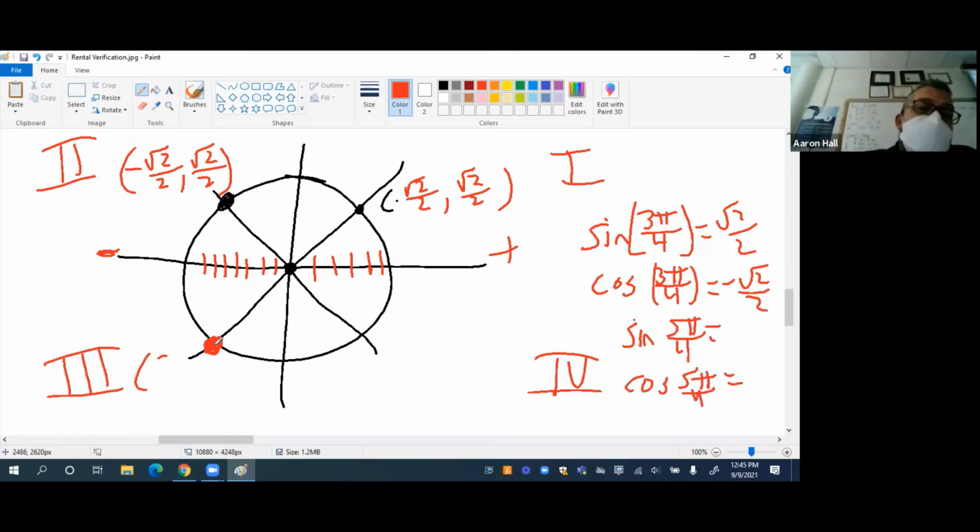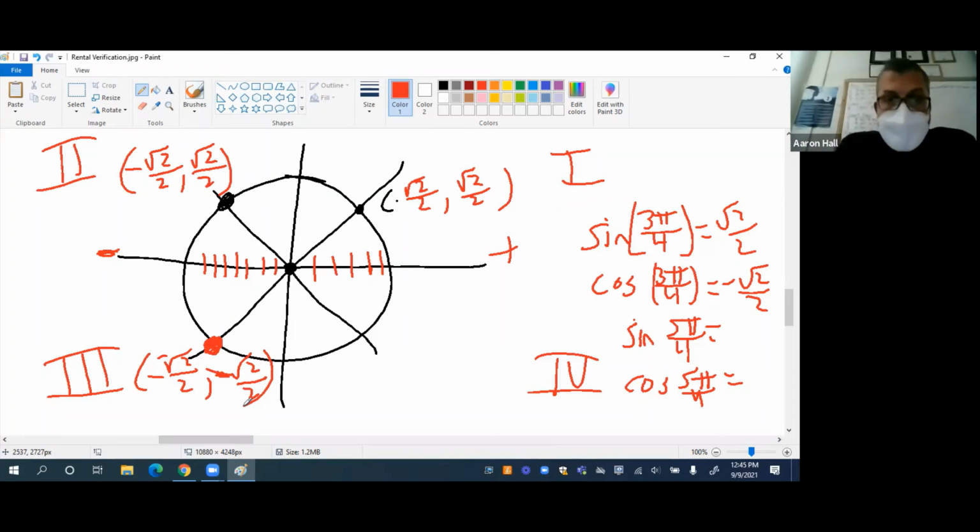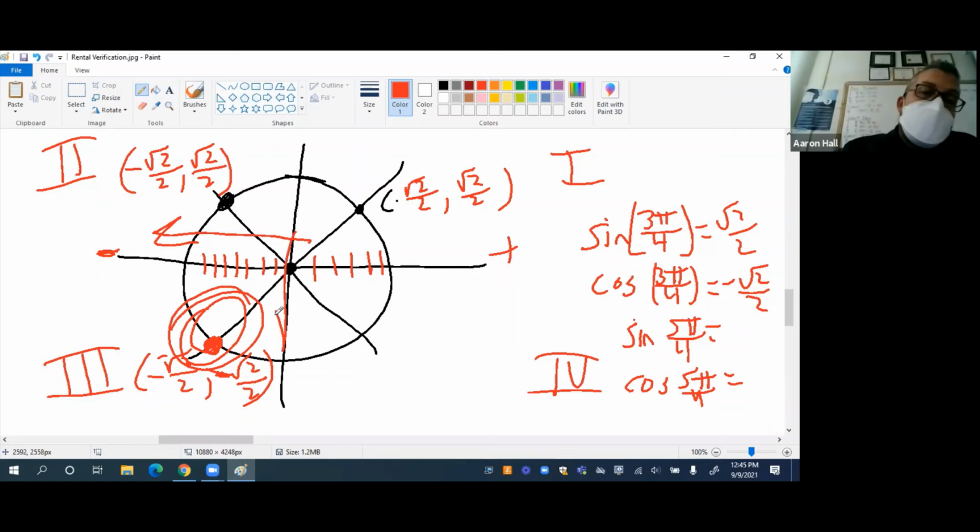But what is the point? What's this x and y value? Yeah, these are going to be negative. We have negative the square root of 2 over 2, comma, negative the square root of 2 over 2. Why are they both negative? Because we go deeper in the third quadrant, deeper into the negative x value and deeper into the negative y value. So both of them are negative.